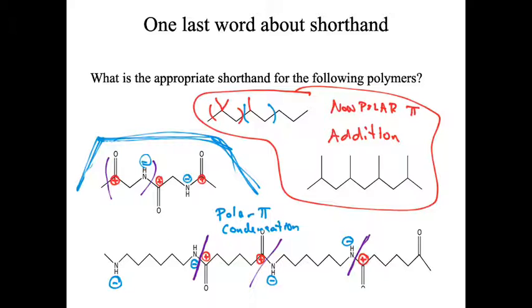So polymer gibberish then. Okay? The addition ones will end up with potential polymer gibberish. Addition, or the condensation, are very ordered because of that polarity. Okay?